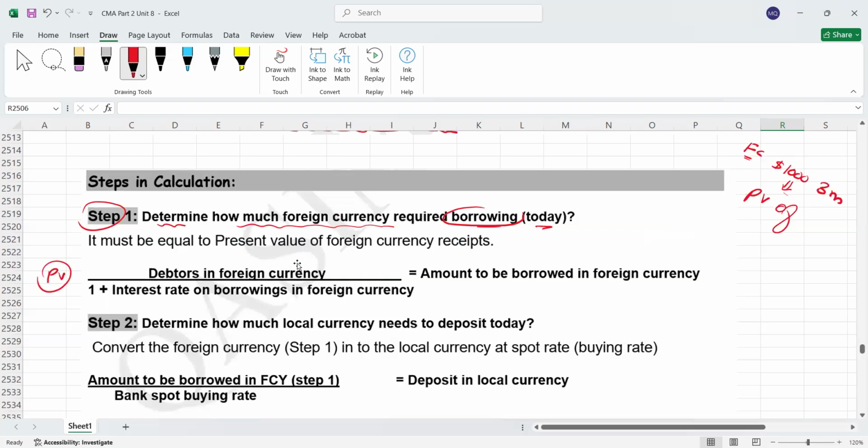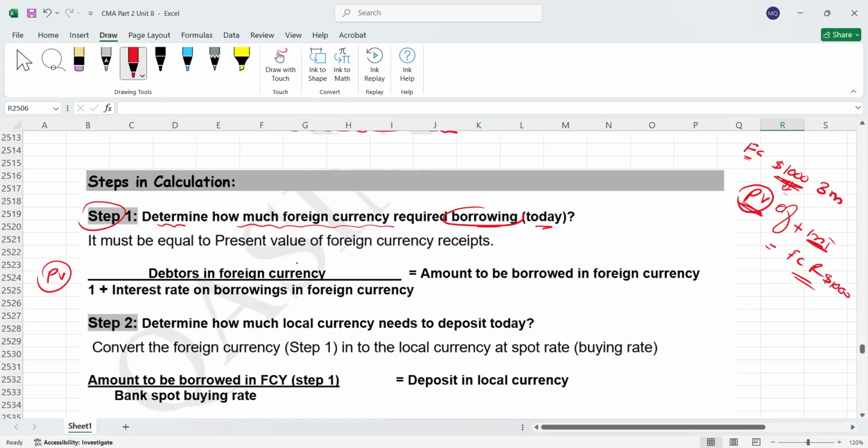Okay, why am I actually calculating present value? Because if I borrow this present value of $1,000, then obviously I will add interest because I have to pay interest on that. So if I take present value plus interest, it should be equal to the foreign currency receipts of $1,000 which I will actually receive in 3 months' time. That is why I'm calculating present value. So how would you calculate present value?